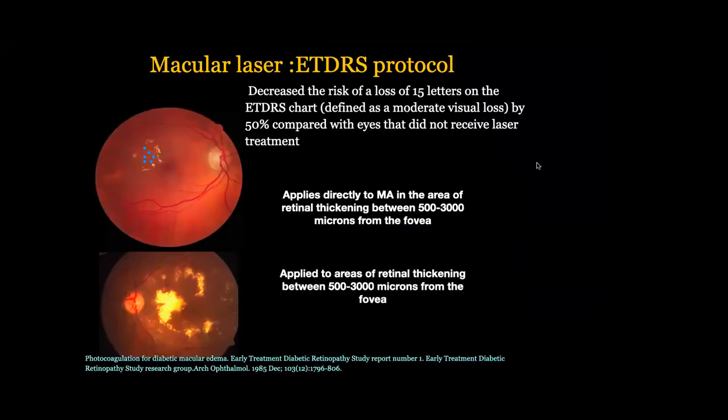So how do you laser? It depends. As I said, it will be given away from the center. So either apply directly to the microaneurysm, or it can be given to the area of retinal thickening.